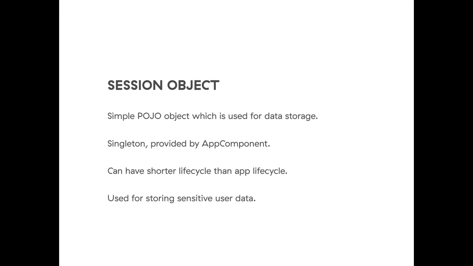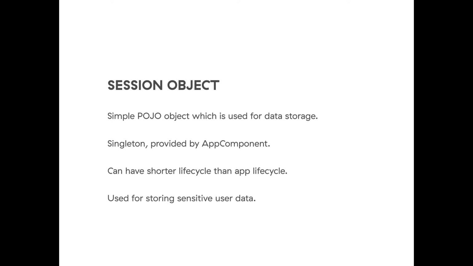The second component is session object. Session object is something you are quite familiar with in web development. Basically you just use some POJO Java class for data storage. It has to be a singleton, so in most cases we don't want to have multiple session objects. We can have them, but that really complicates our flow and our data, and it's best to have a singleton object. You need to provide it via app components from Dagger 2 so that this object is available throughout the application by just injecting it.